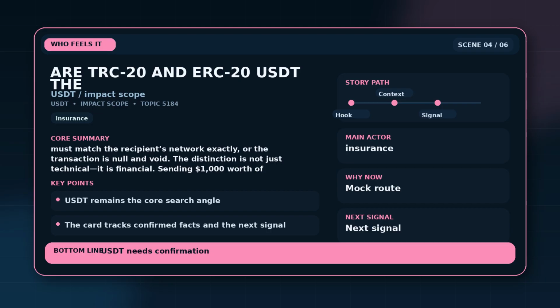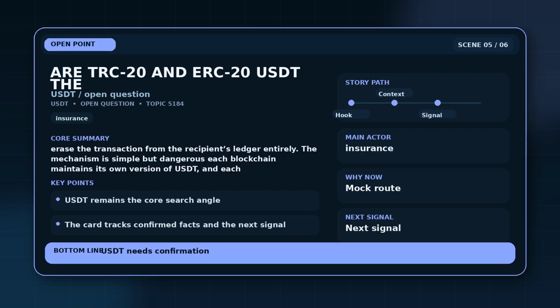The token is the same, but the network is different, and that difference is enough to erase the transaction from the recipient's ledger entirely. The mechanism is simple but dangerous. Each blockchain maintains its own version of USDT, and each version is incompatible with the others. The token's value is the same, but the underlying infrastructure is not. The result is a system where sending to the wrong network is not a mistake, it is a complete failure to transfer anything at all.